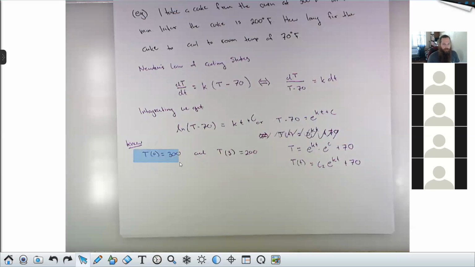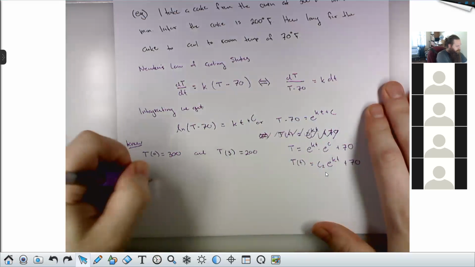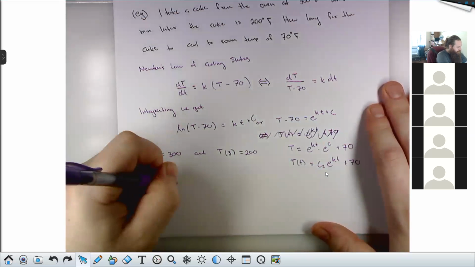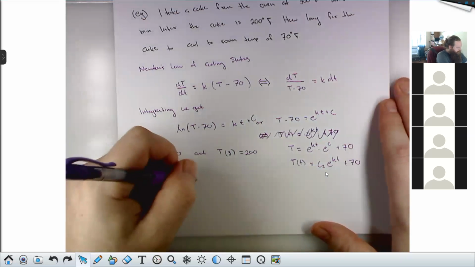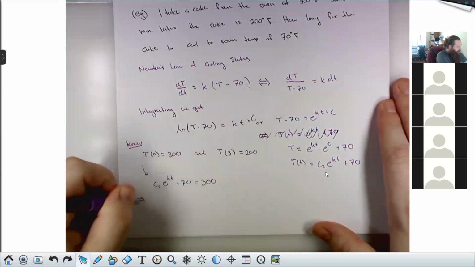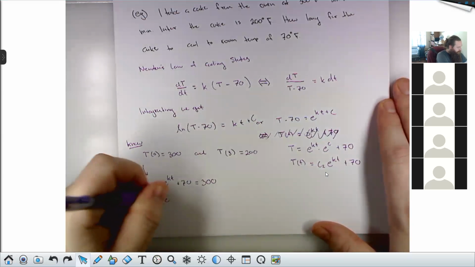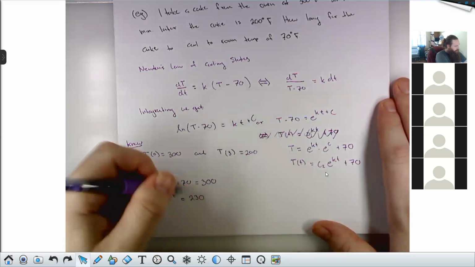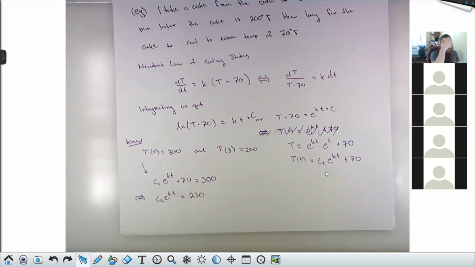Okay, so now this T of 0 equals 300. This will get us some information that'll help us find C2. And the T of 3 equals 200 will help us find k, given that we already know C2. So this piece is going to tell me that C2 e to the kt plus 70 is equal to 300, which means that C2 e to the kt is equal to 300 minus 70, that's 230. I'm just going to tuck that in my pocket.